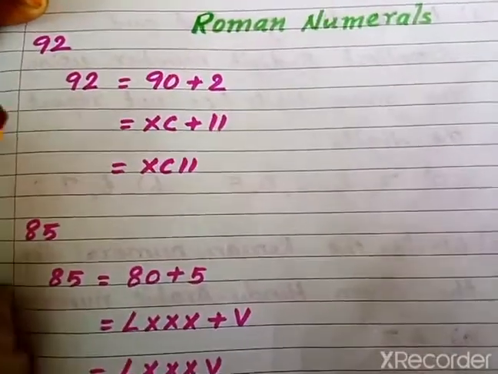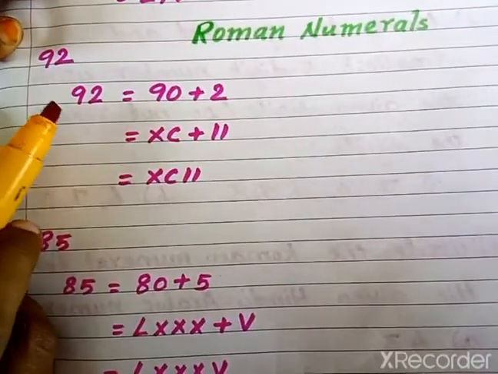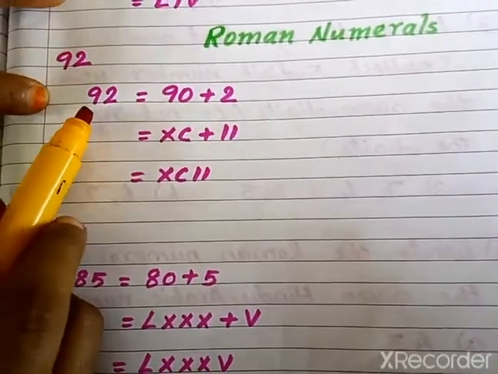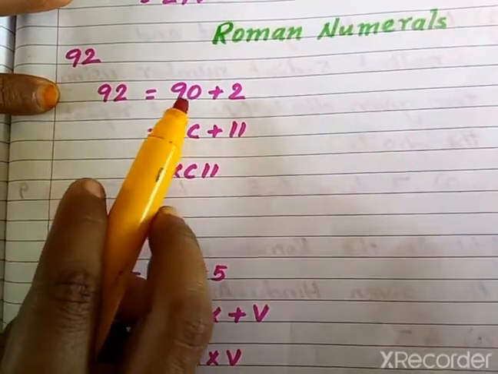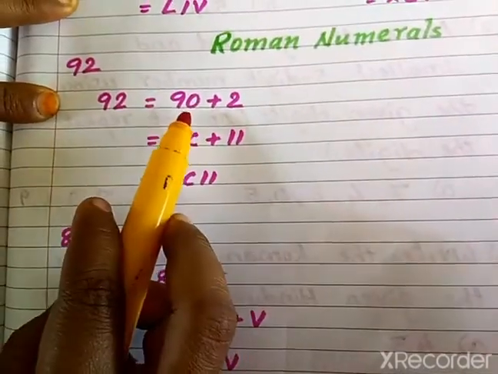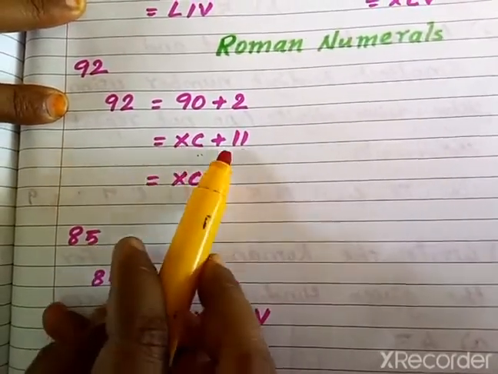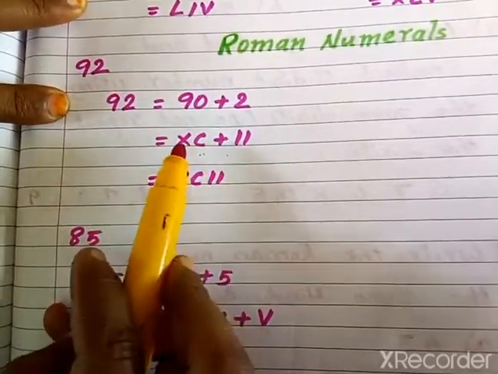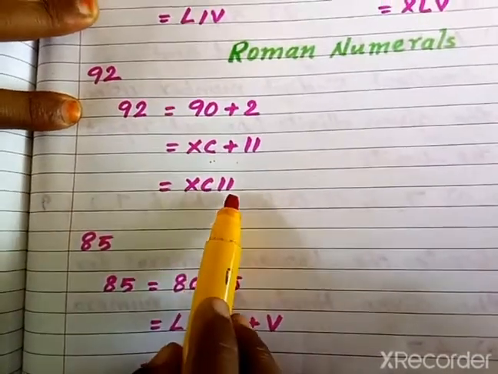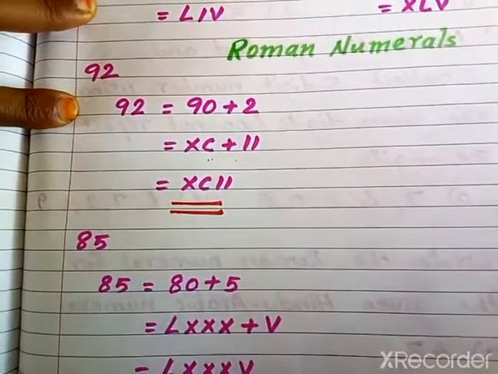Now let us just recall how to form a Roman numeral for the given Hindu Arabic number. Here my number is 92. So 92 I can split and write as 90 plus 2. For 90 we already know the Roman numeral is XC. So XC plus II, that is 2. So that becomes XCII. So this is the Roman numeral for 92.